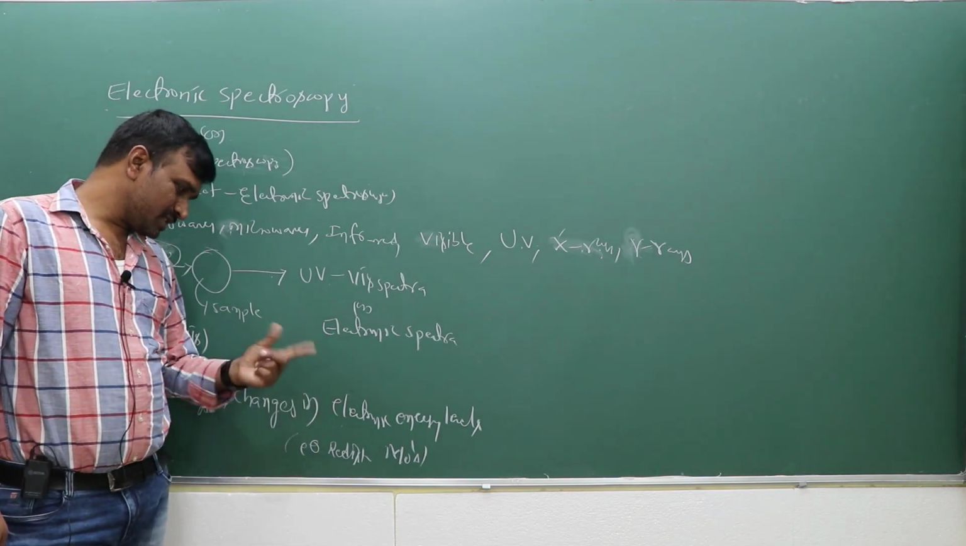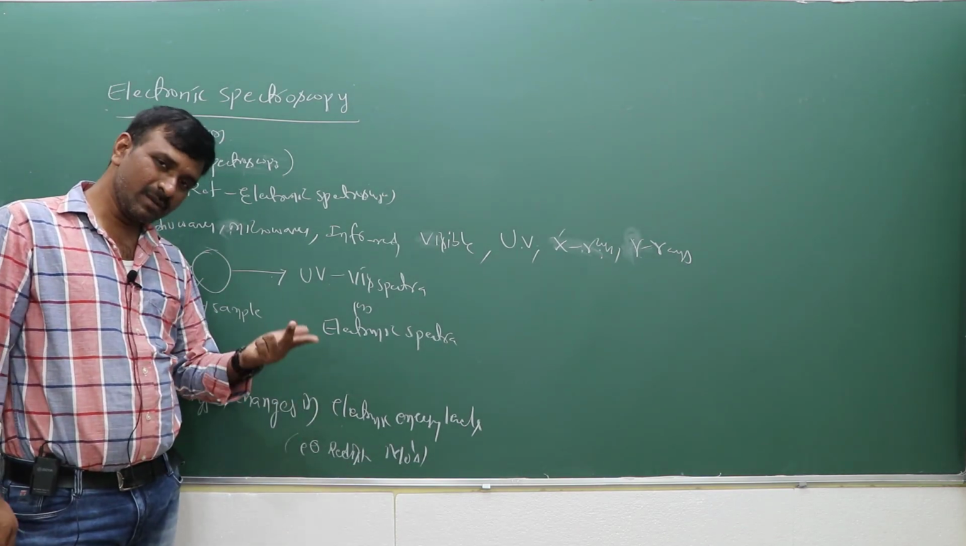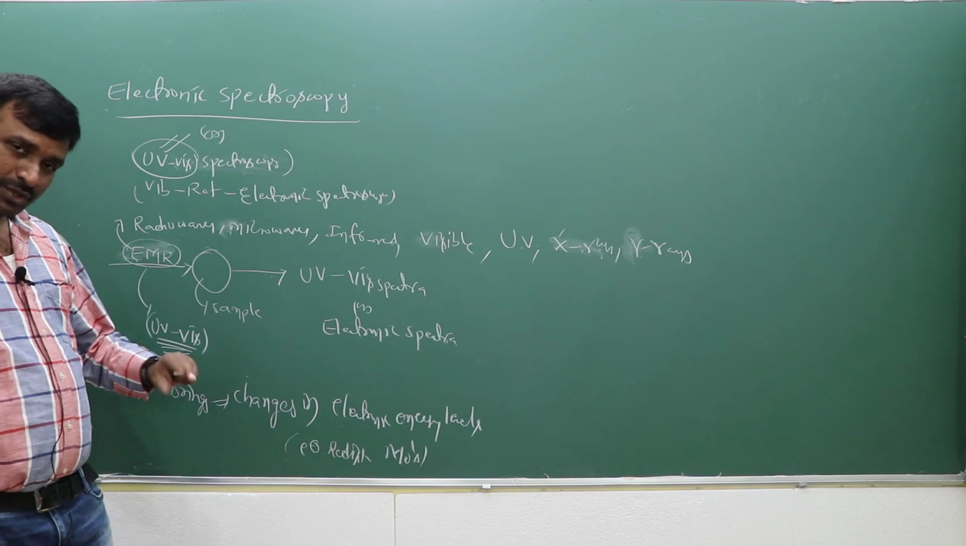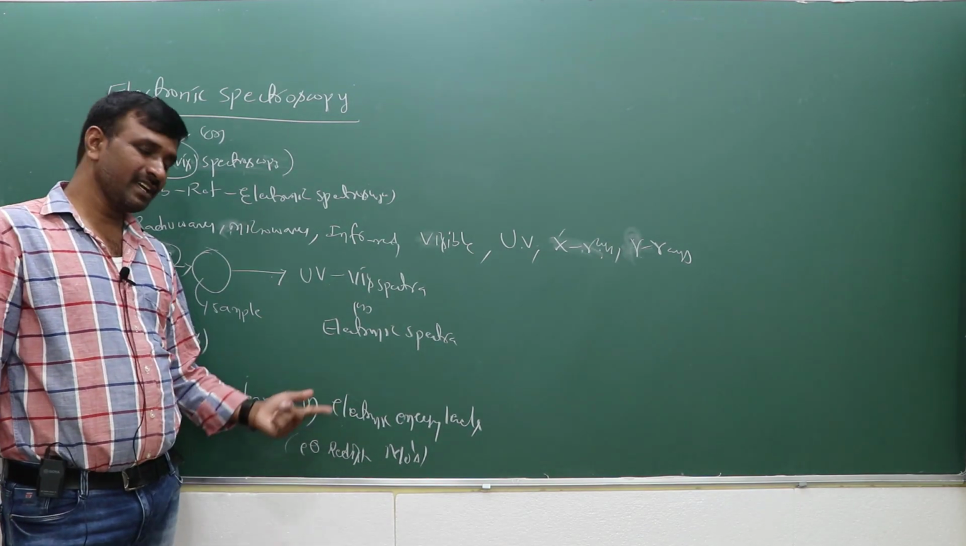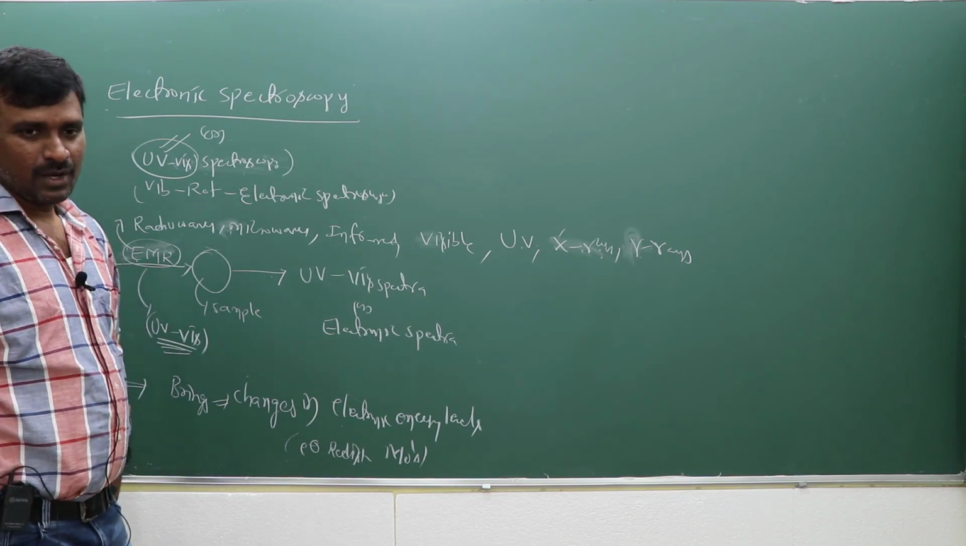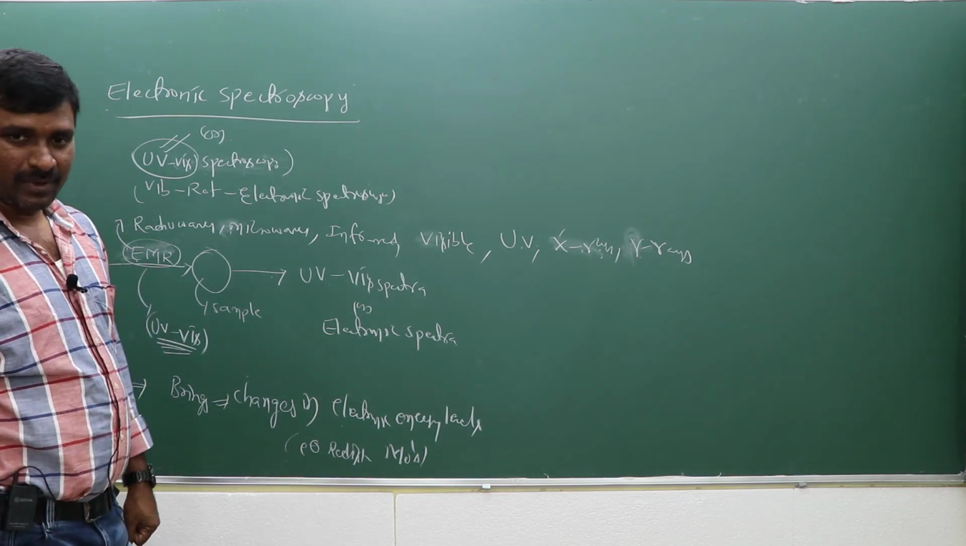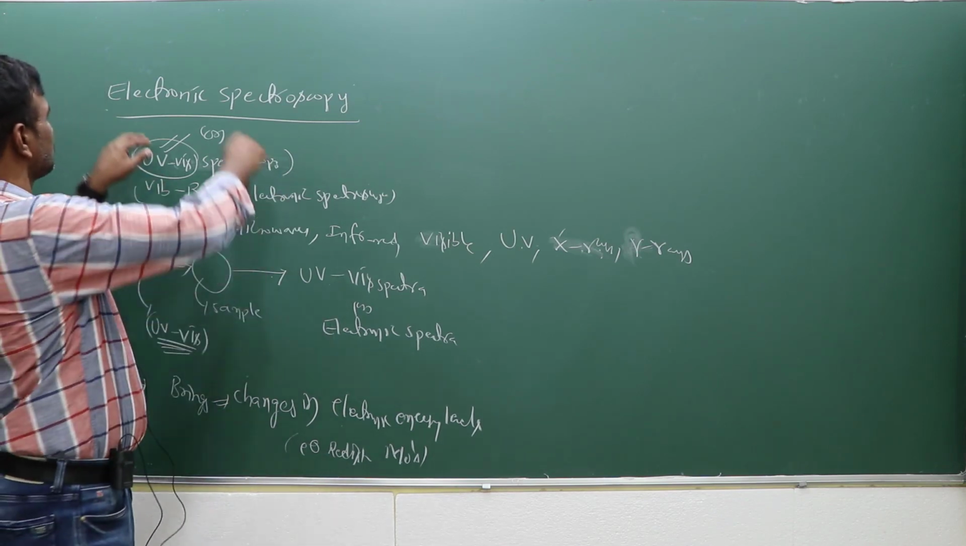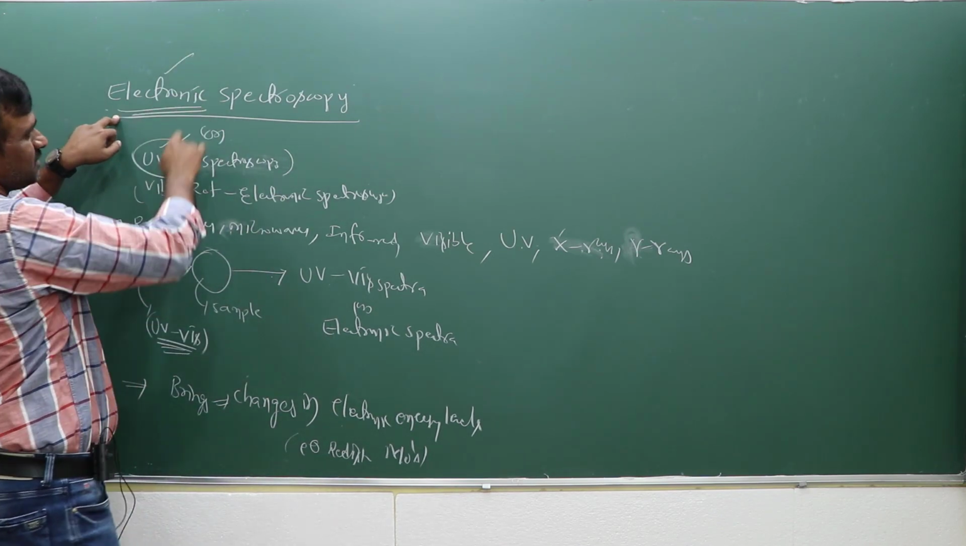So electron redistribution takes place in different molecular orbitals. Due to that, what will happen? Changes in the electronic energy levels. When changes in the electronic energy levels occur, that spectroscopy is called electronic spectroscopy.